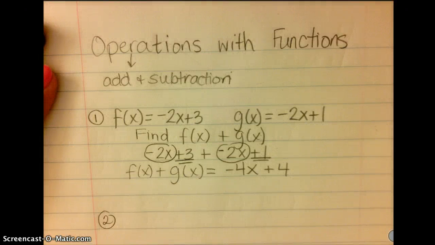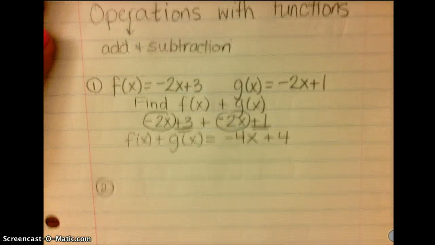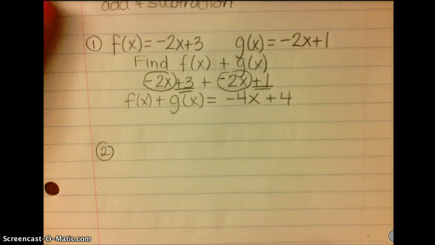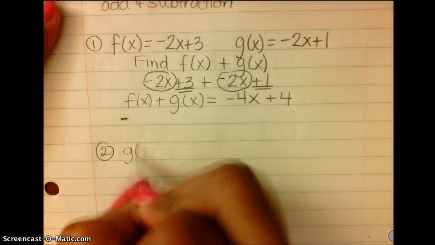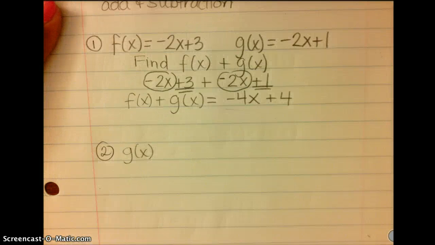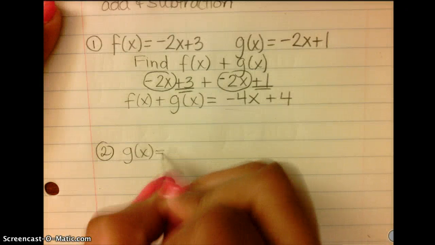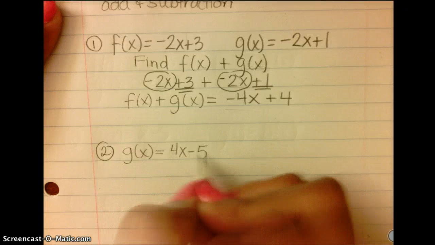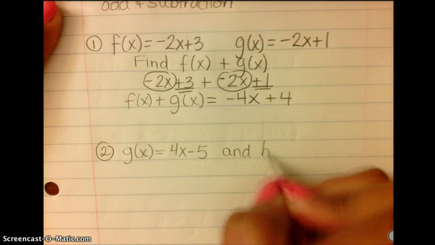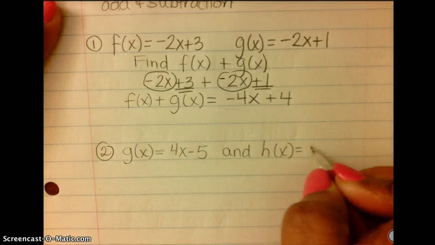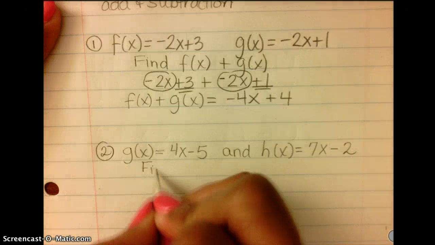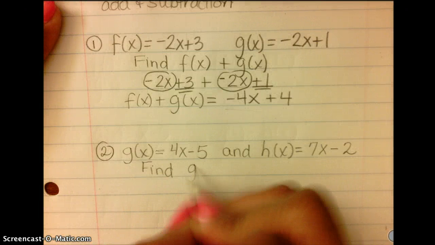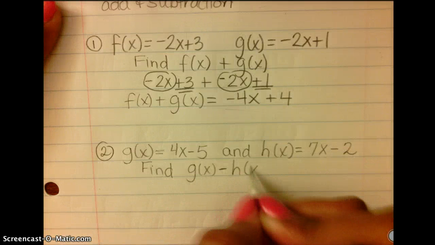The second example we're going to look at deals with subtraction. Now with subtraction, it gets to be just a little tricky. Alright, for subtraction, we have g of x equals 4x minus 5, and h of x equals 7x minus 2. Alright, and the instruction says to find g of x minus h of x.